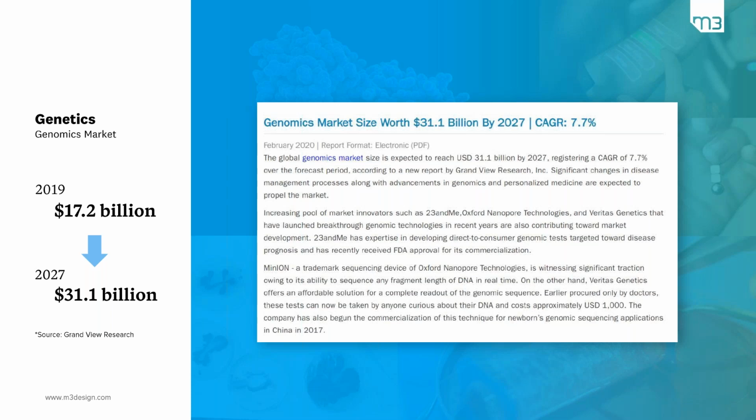And that's companies like 23andMe that are using genetic sequencing to tell people not only their ancestry, but also if they have carriers for certain genetic diseases, or if they have any ailments that they might be susceptible to.